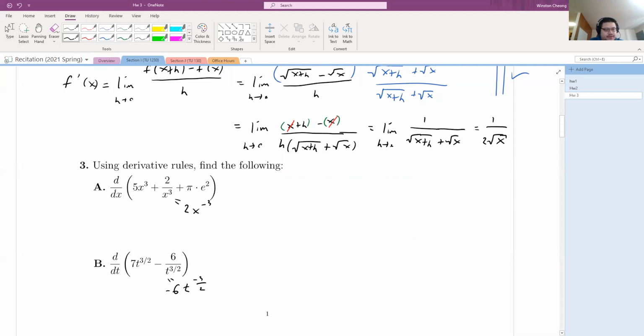Okay, so when we calculate the derivative, maybe I'll just rewrite it here. x to the n is going to turn into nx to the n minus 1, just as a reminder. And so, okay, just to make sure, what is the derivative of this?